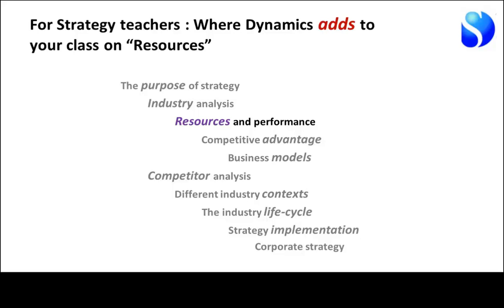How do we do industry analysis? What are these things called resources? How do they affect performance? Where does competitive advantage come from? What's a business model? How do we analyse competitors? How do these things work in different industry contexts? How does strategy change over an industry life cycle? How do we do strategy implementation? And what about corporate strategy for big complicated companies? That's a pretty typical outline for a Strategy 101 course.